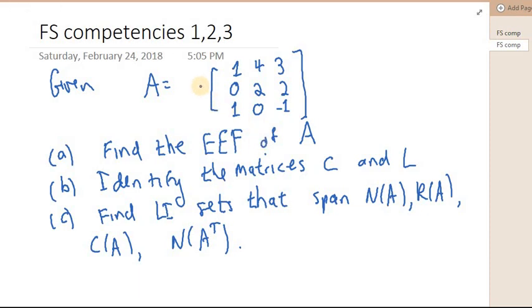Alright, in this final installment, we will find the extended echelon form of this matrix, identify the matrices C and L, and find linearly independent sets that span the null space of A, row space of A, column space of A, and null space of A transpose. Alright, well, let's get down to it. I'm going to go ahead and do this one by hand. It's not too hard. Kind of fudged it so it wouldn't be too hard.